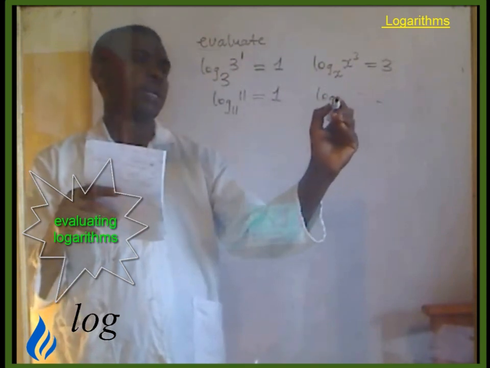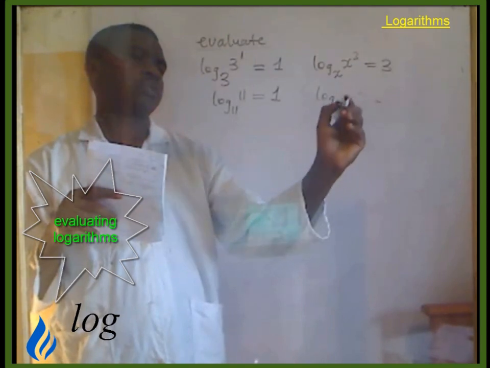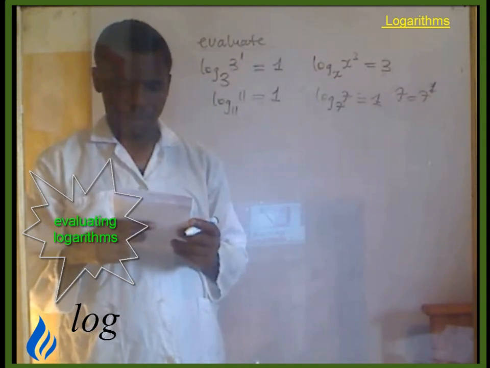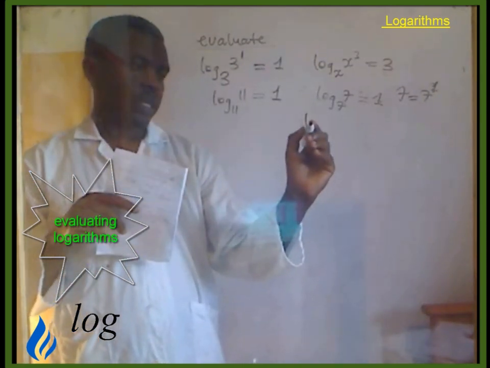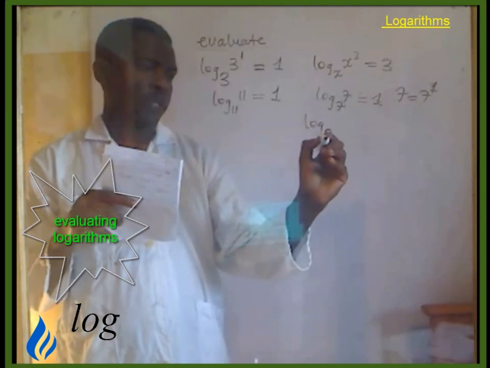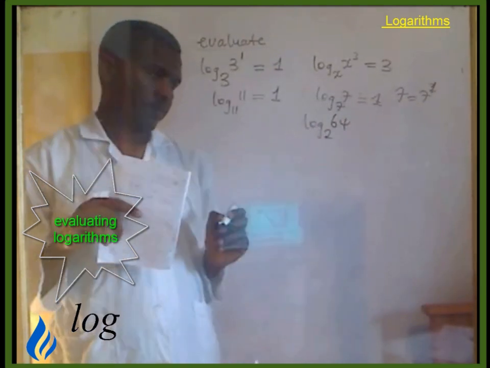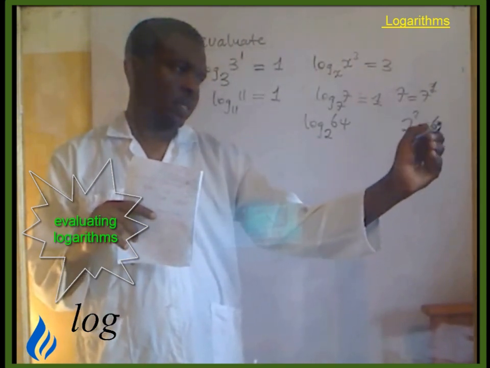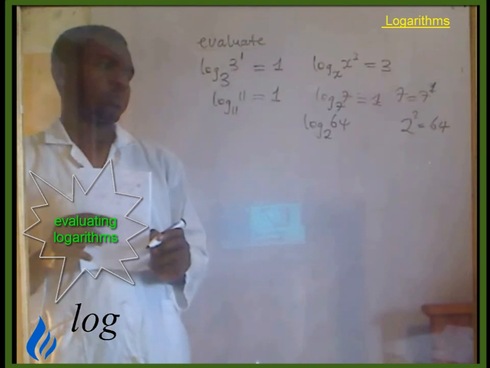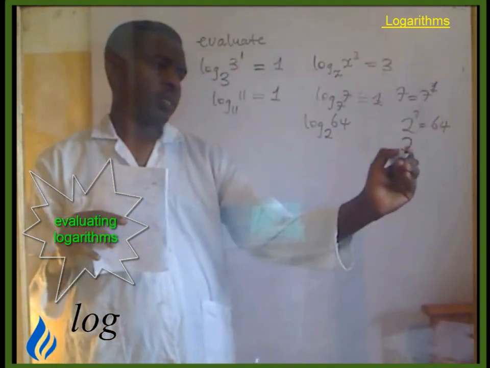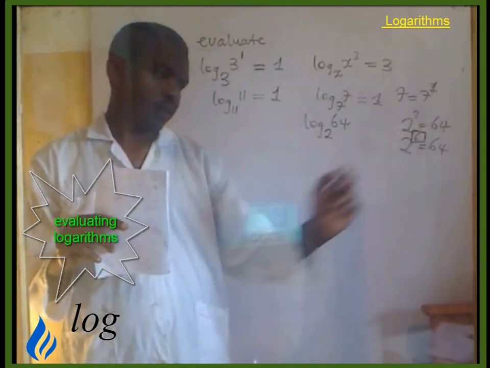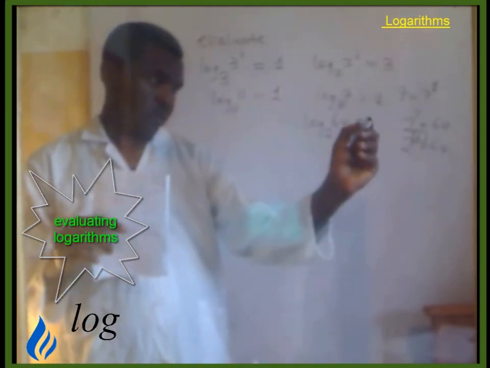Log to the base 7 of 7. My answer there is 1. Let's look at this one. Log to base 2 of 64. Now, to which power do I raise 2 to get 64? 2 raised to the power 6 will give me 64. So my logarithm there is equal to 6.